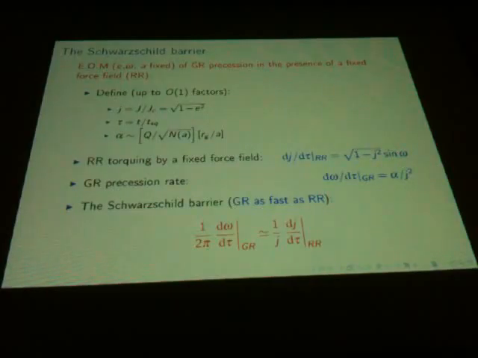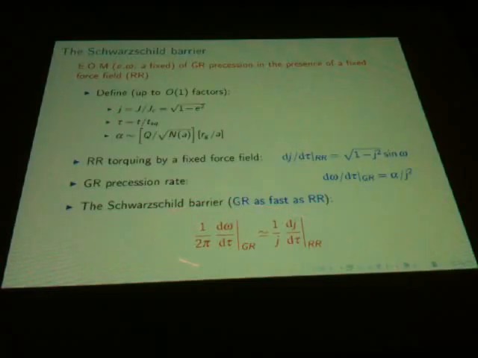And the first order Schwarzschild precession formula in these normalized units is simply given by this, and obviously the more relativistic the orbit, the faster the precession rate. Now, the Schwarzschild barrier turns out can be derived simply by requiring that GR will become as fast or faster than the rate at which the resonant relaxation torques operate. So basically, once GR wins over, the orbit precesses so quickly that the torquing cancels out and goes away.